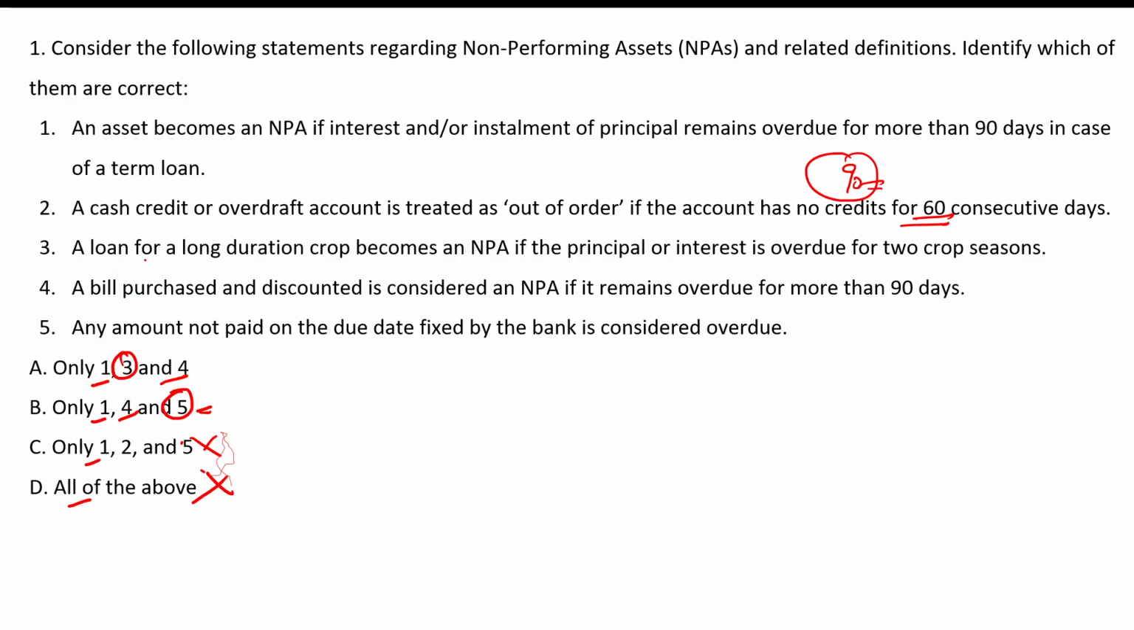Let's read statement 3. A loan for a long duration crop becomes NPA if principal or interest is overdue for, it should be 1 and not 2. Hence, this is not correct. So, statement 3 is not correct, making option B the correct answer for this question.